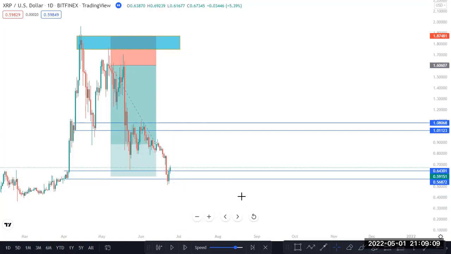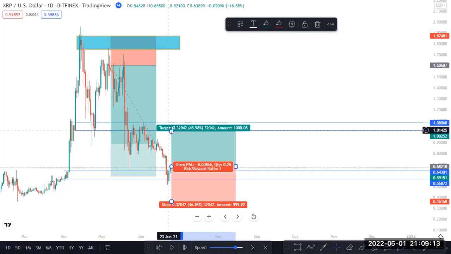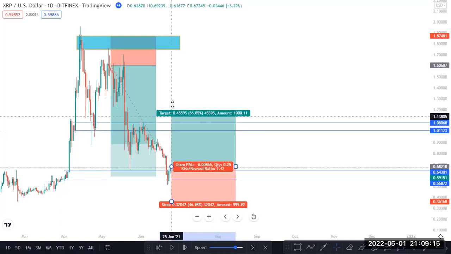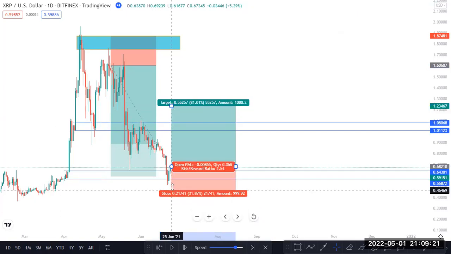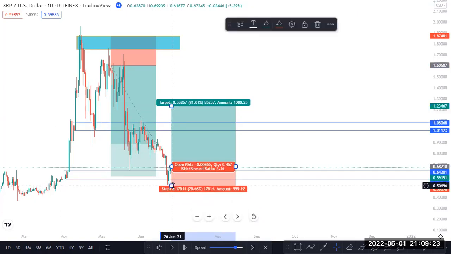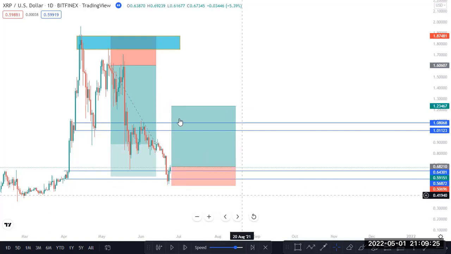This is my demand zone. I've marked this area as my demand zone. I take my buy, and I'll target the swing low around this area. I won't explain why, okay? Those who trade with us, they know why, okay? So I'll target this area.